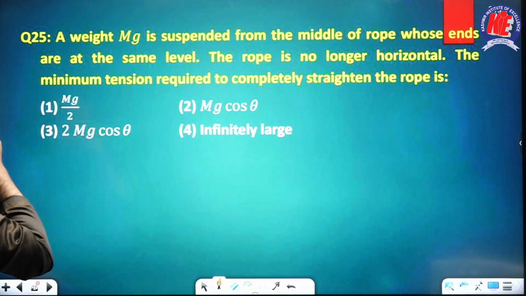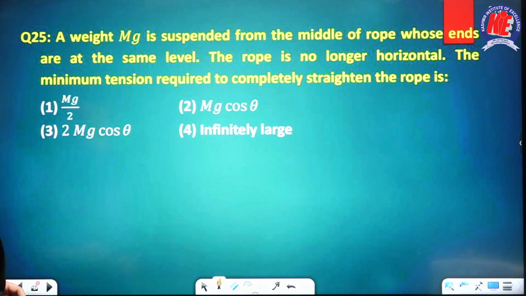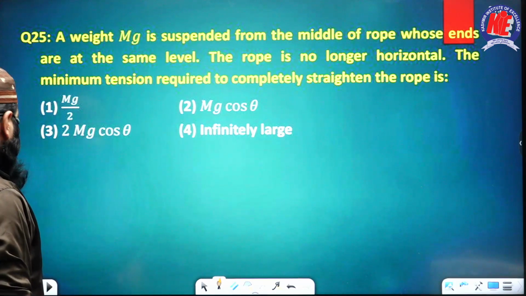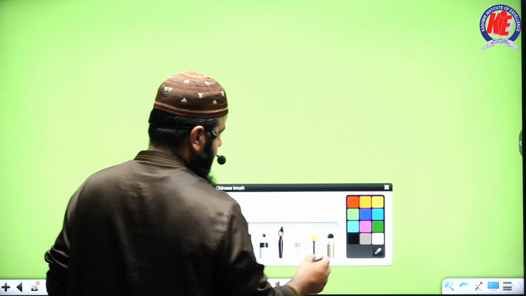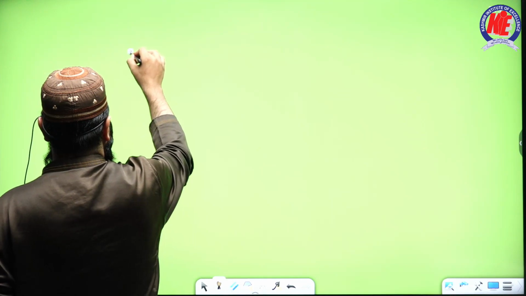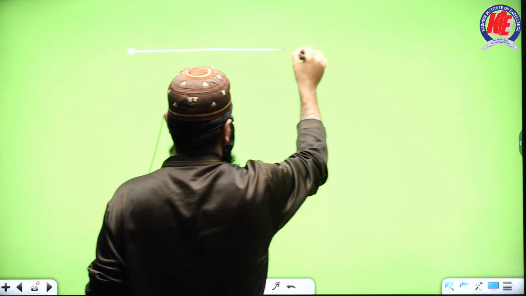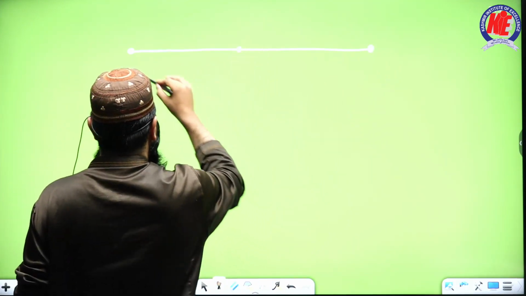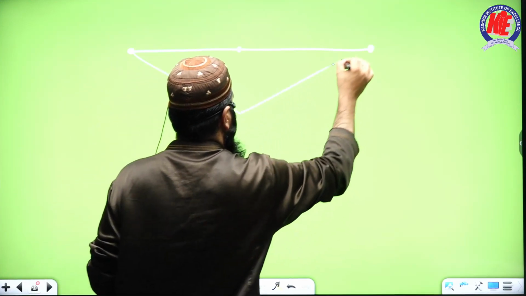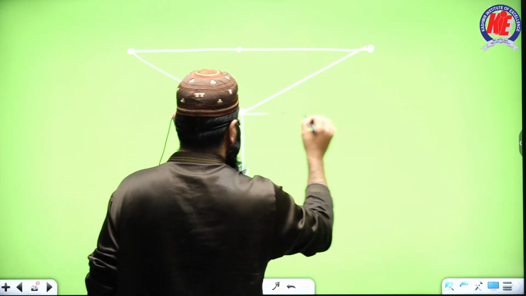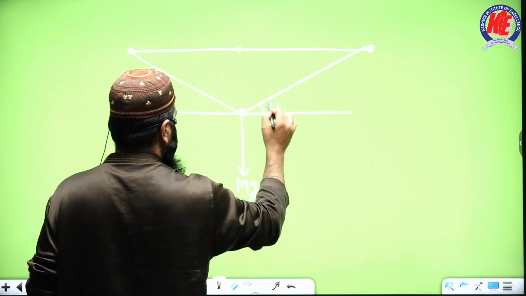Next one. A weight mg is suspended from the middle of a rope whose ends are at the same level. The rope is no longer horizontal. The minimum tension required to completely straighten the rope is... if I draw the physical situation, we are hanging the rope in this way initially. Then what happens? You are attaching the weight here, because of which it is no longer horizontal. तो bend हो जाती है. The weight is mg like this. Suppose the angles here are theta and theta.